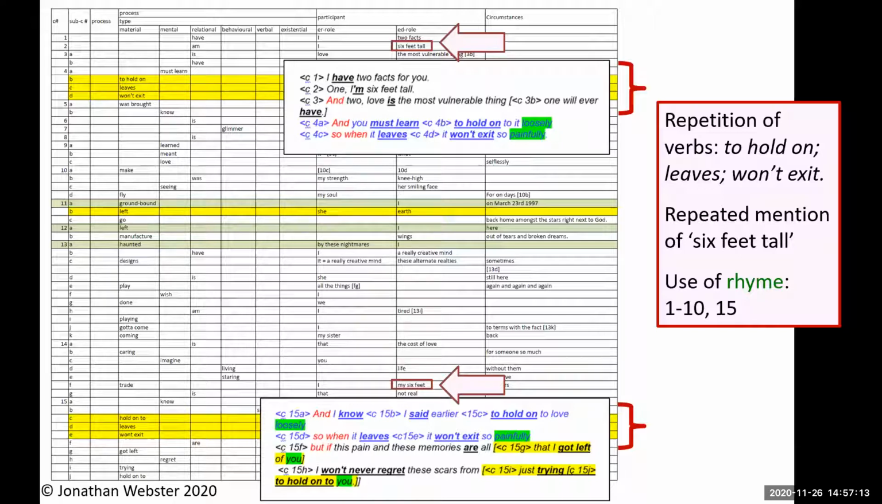There's repeated mention of 6 feet tall at the beginning and toward the end. There's a use of rhyme. We notice that we see the use of rhyme in sentences 1 through 10 up until that but. And then not again until sentence 15. Rhyme returns.